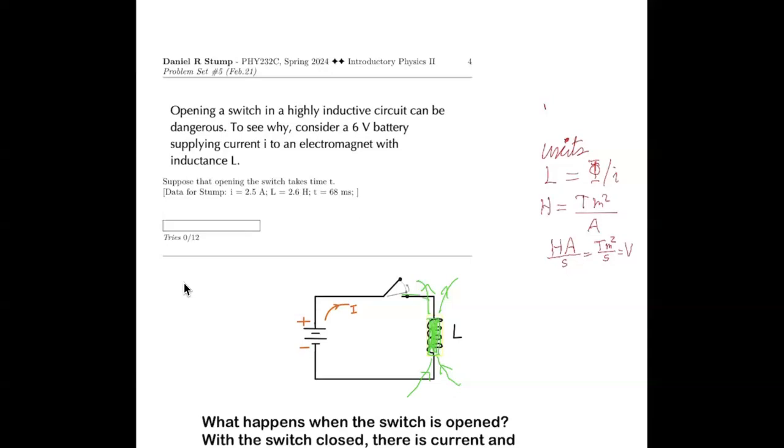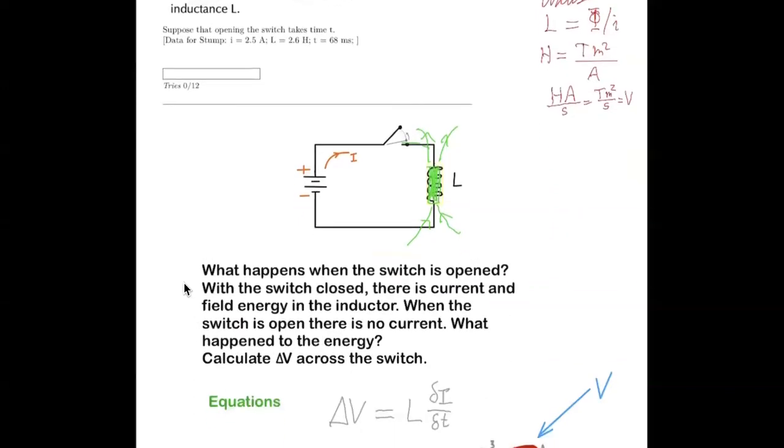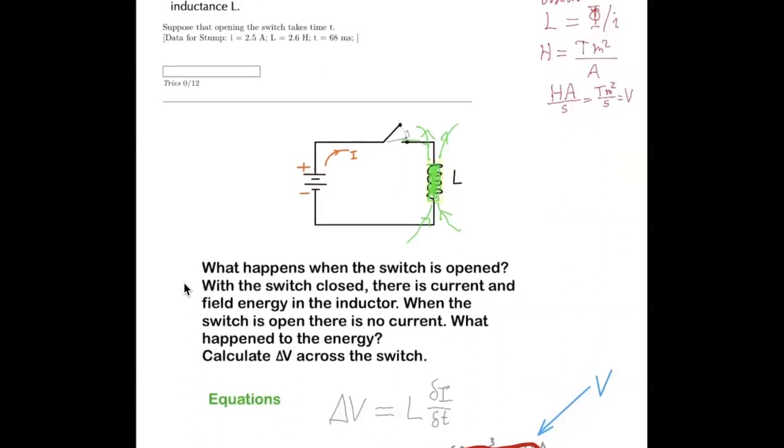After all, as a general principle of physics, energy is always conserved. So what happens when the switch is opened? When the switch is closed, there's a current and a field energy in the inductor. When the switch is open, there's no current. What happened to the energy? There's all that magnetic field energy inside the solenoid. Well, the answer is there'll be a spark here.